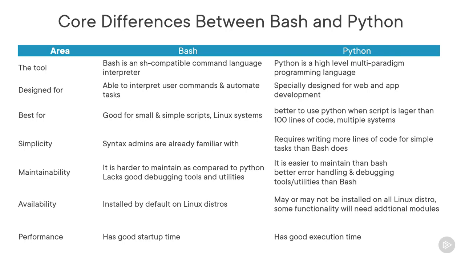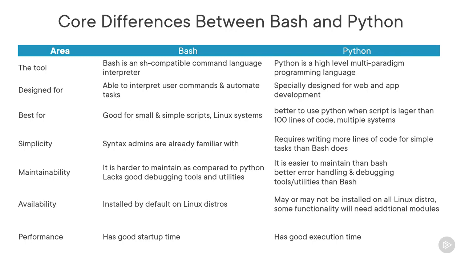Now, from an availability standpoint, Bash is installed by default on all Linux distros. On the Python side, some Linux distros are coming with Python installed, but not all. Also, if you need additional functionality, you'll have to add additional modules to Python to get that additional functionality you might need to automate things in your environment. Now, something else to keep in mind as far as availability, you can use Python across many platforms, and you can even use it against things like networking devices. So from an availability perspective, it's going to have a wider range.